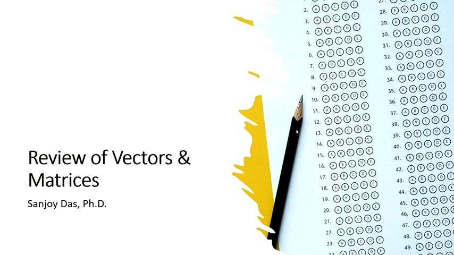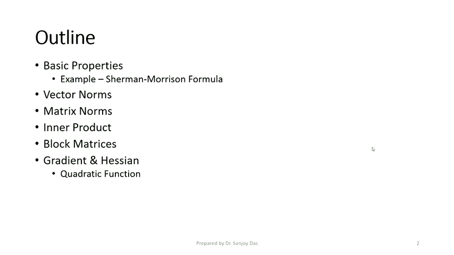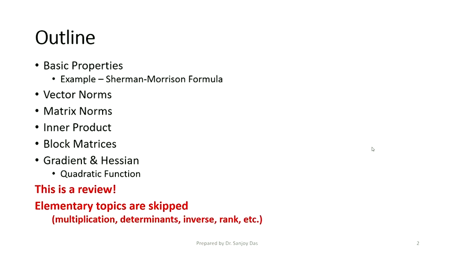Okay, so let's begin with review of vectors and matrices. Outline, these are what we'll do: basic properties, then vector norms, matrix norms, inner product, block matrices, gradient and Hessian. And like I said, since this is a review, it's not really a review because these things are something you probably didn't do in undergraduate unless you've taken 540. But at least this is high school level stuff, multiplication, determinants, inverse rank, etc. So that's why I'll breeze through these.